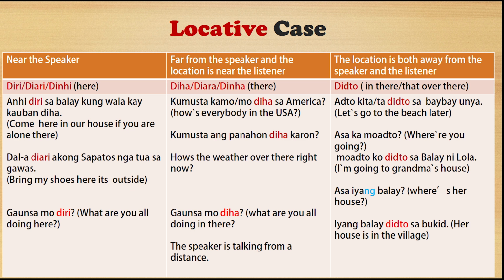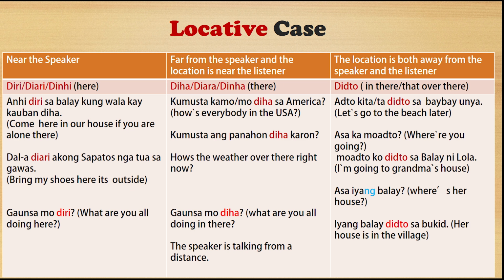So when talking about the place which is near the speaker. Just like when you say, kumusta ka diha? So, meaning the speaker is talking about your situation in the other place. Okay? So, our example here, anhi diri sa balay kung wala kay kauban diha. See? Come here in our house if you are alone there. So, here and there, basically. Okay? There is away from the speaker.